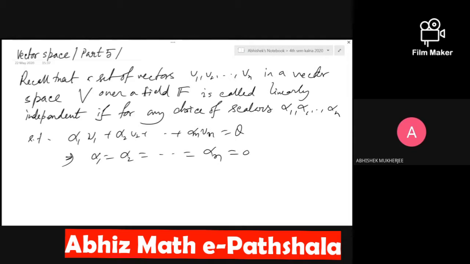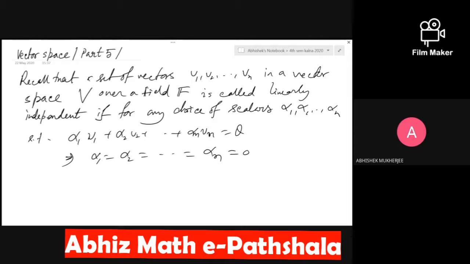And I have also specified that no vectors in a linearly independent set can be a zero vector.